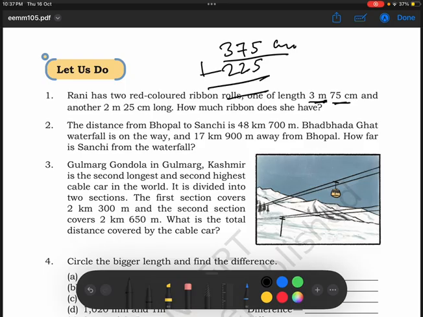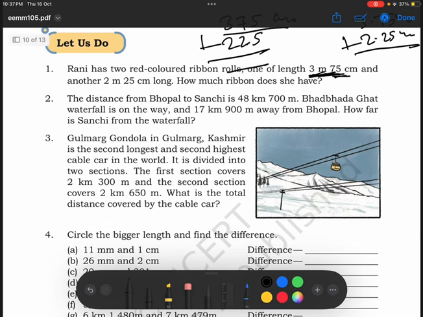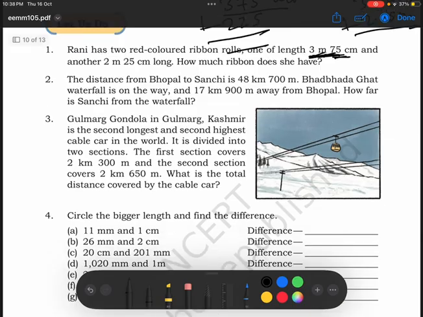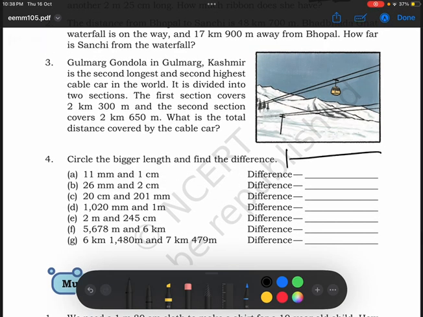This is the one way, or the other way is just change both in meter. How you will do? 3.7, it will be 3.7 meter, and the other one will be 2.25 meter, and then you have to do addition of decimal, and you know how to add decimal, so it's quite easy. Okay, question number 2, the distance between Bhopal and Sanchi is given, and then Badbada Ghat waterfall is on the way and 17 kilometer 900 meter away from Bhopal. How far? So actually what is here, it is like the previous question, we have done it already.